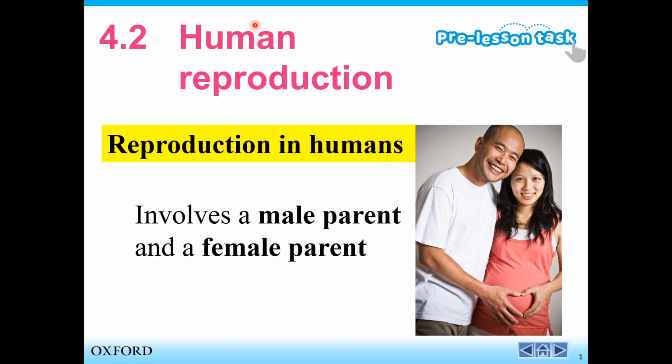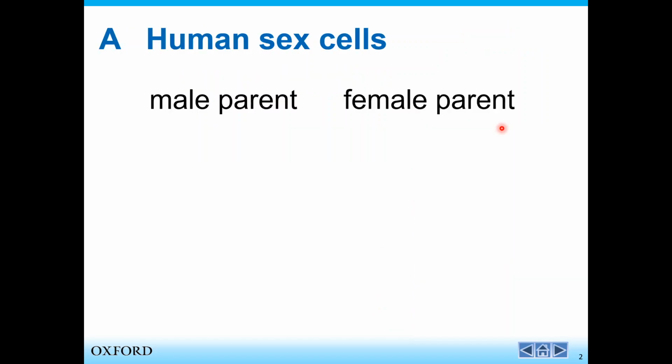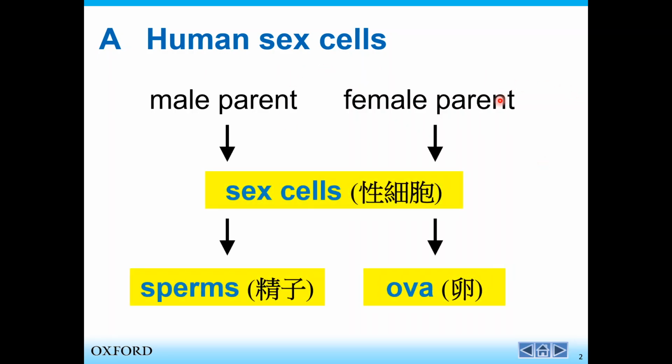Today's lesson will talk about human reproduction. Okay, reproduction in humans. It involves a male parent and a female parent. The female parent, like your mother, and the male parent, like your father. So your father and your mother, both of them have sex cells.